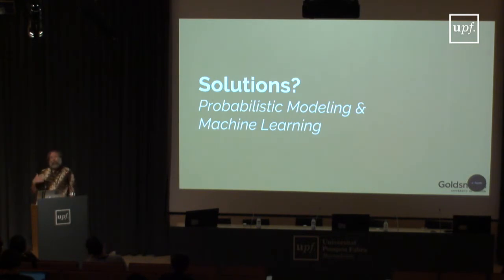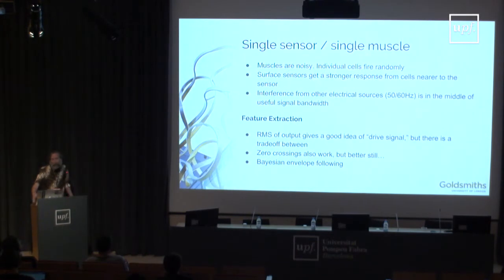I am engaged in tackling these problems with probabilistic modeling and machine learning. Specifically, let's start small and work our way out. If you think about one sensor on one muscle, as I said, muscle cells are noisy. Also, we're sensing them from the surface, so cells nearer to the sensor are going to have a disproportionate impact relative to cells further away. And the electrical current isn't that much, so we have to filter out noise from, say, the heart, and noise from electrical systems around us. So it's a difficult thing.